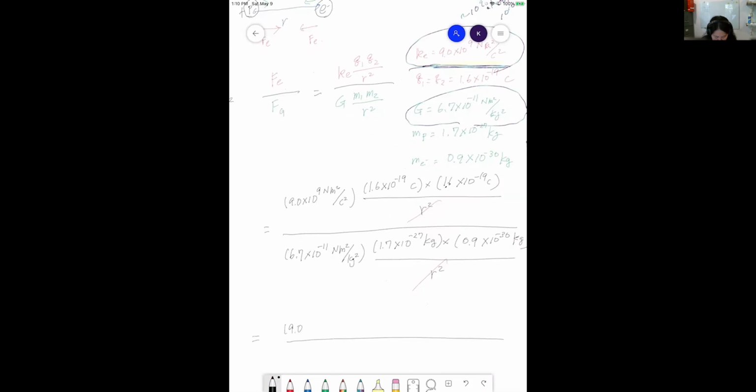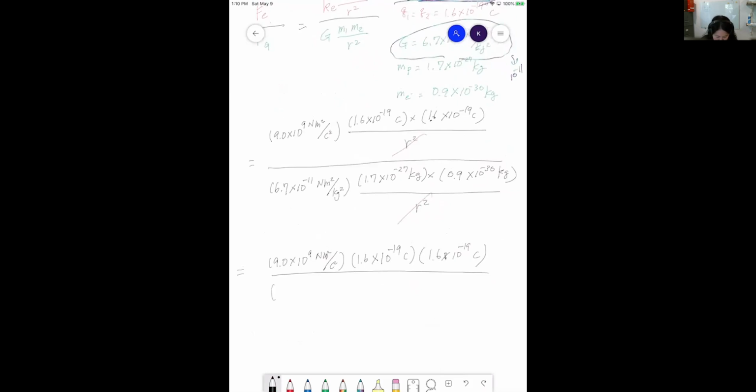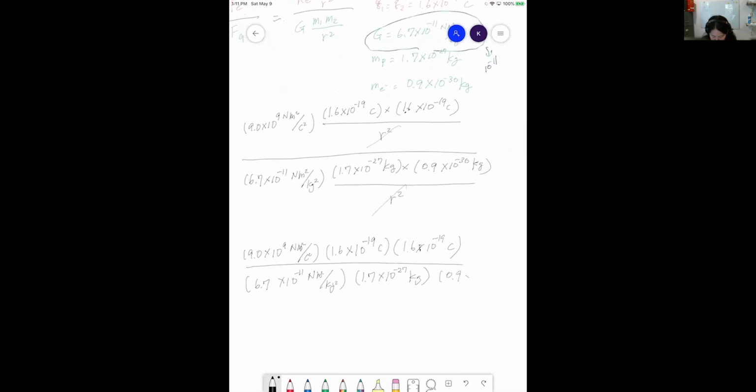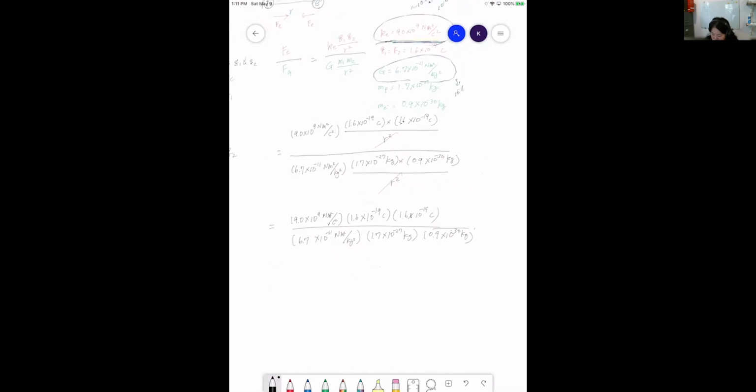these values, right? 9.0 times 10 to the 9 Newton meter squared per Coulomb squared times 1.6 times 10 to the minus 19 Coulomb, 1.6 times 10 to the minus 19 Coulomb, compared to 6.7 times 10 to the minus 11 Newton meter squared per kilogram squared times 1.7 times 10 to the minus 27 kilogram, times 10 to the minus 30 kilogram. You could punch this into a calculator, but for physics and science, we often use an order of magnitude estimate, right?